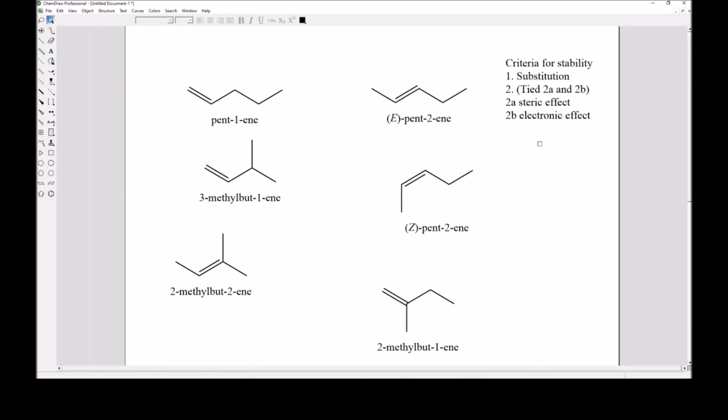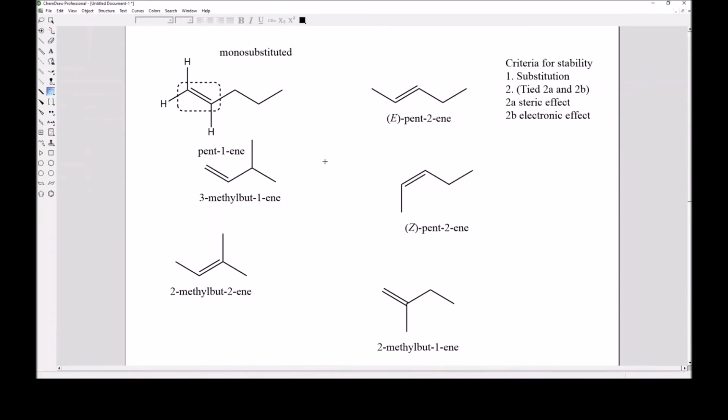Substitution does not refer to the substitution of any one carbon. Instead, it refers to the entire substitution of the double bond. Every single alkene double bond has 4 things coming off of it. For this compound, 1-pentene, there are 4 things coming off of the double bond. Let's focus on the double bond. It has 4 bonds coming off of it. In 1-pentene, 3 of those bonds are going to a hydrogen, and 1 of them is going to a carbon. So this is referred to as monosubstituted.